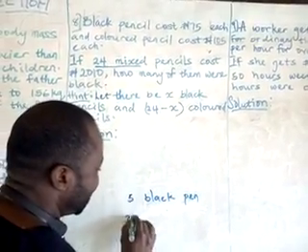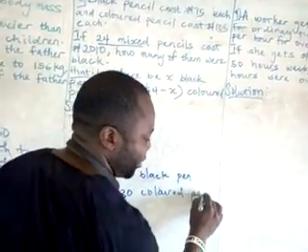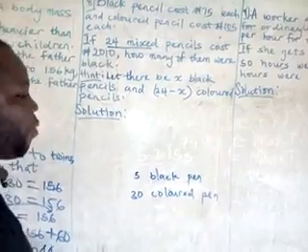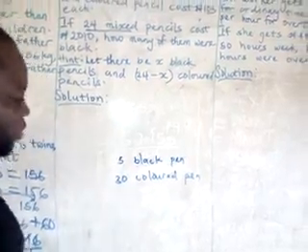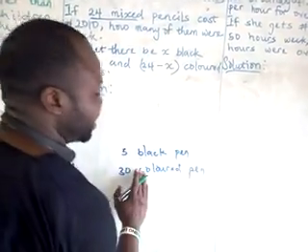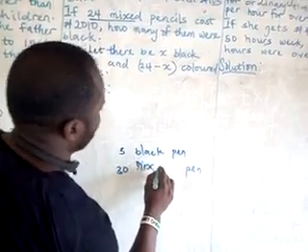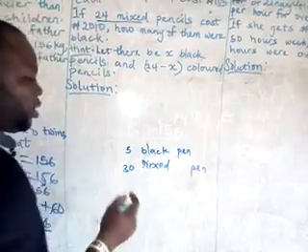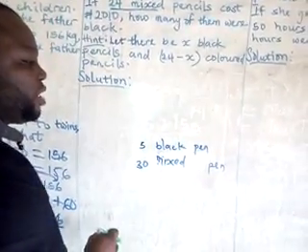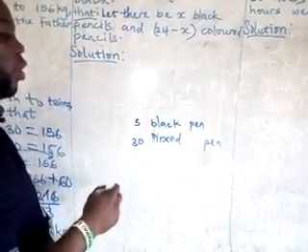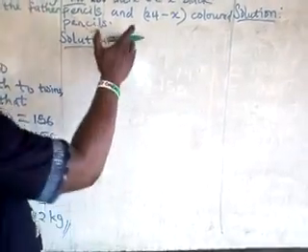It's like we are saying that there are 5 black pens and 30 mixed pens. How do you get the number of yellow? Since you have 30 mixed, it will just be 30 mixed minus 25. That will give you the number of colored or yellow pens, as the case may be. So that is what we have just done here.